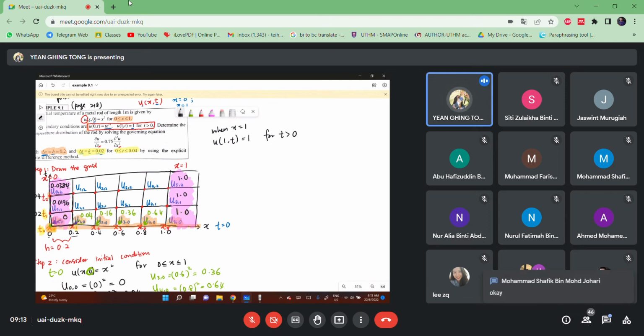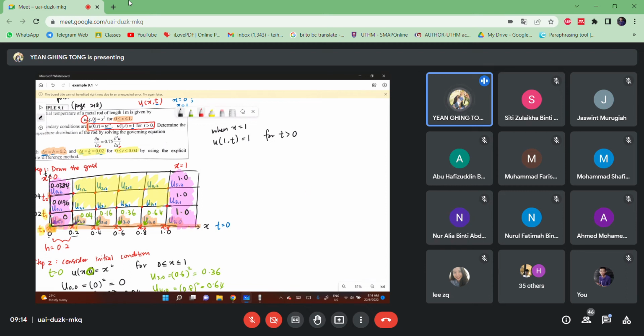So I continue. Now we want to find the value at here, all these values here. So now we have to use the formula given.